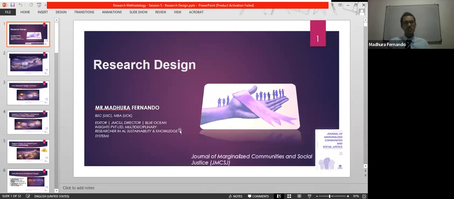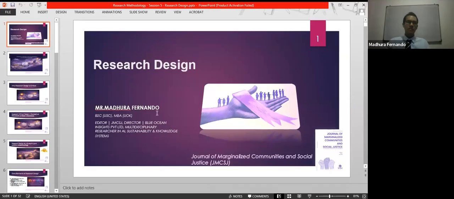This session is about the research design. Actually, when it comes to research design, it is a very critical and important aspect in research methodology. That's because without a proper research design, you can't conduct your research. You can't collect data. You can't set objectives, and you can't define your research problem. So first thing is you have to have a certain idea about research design.